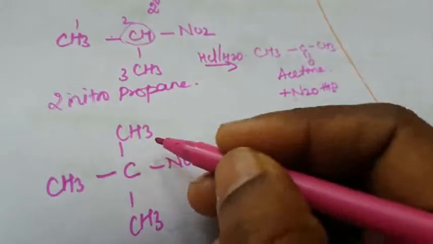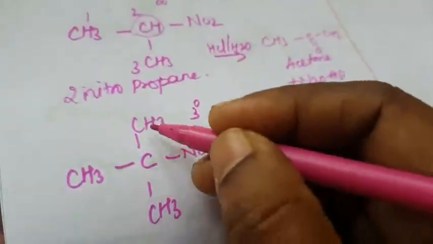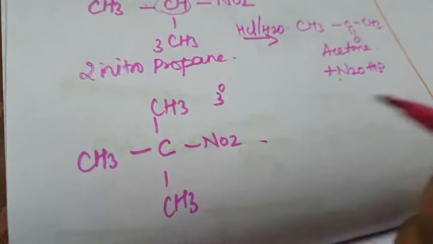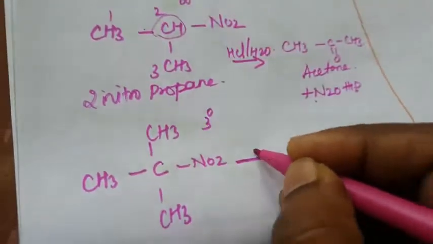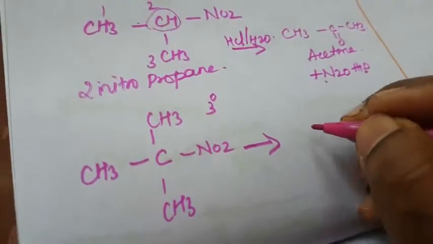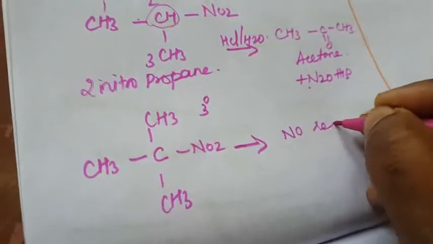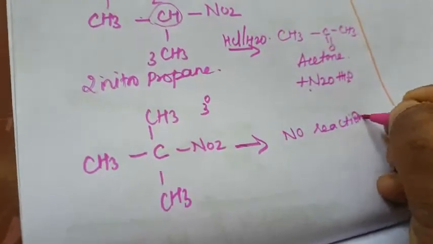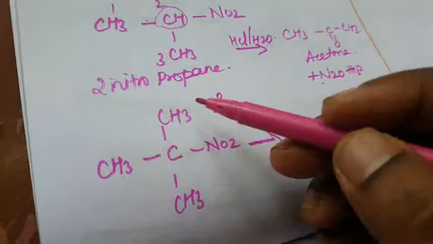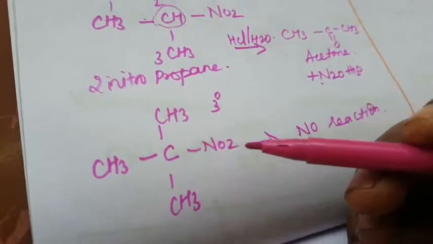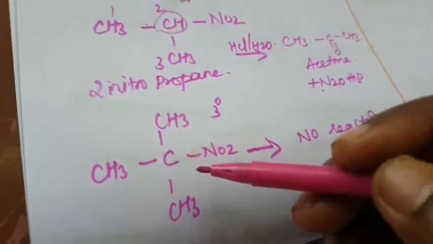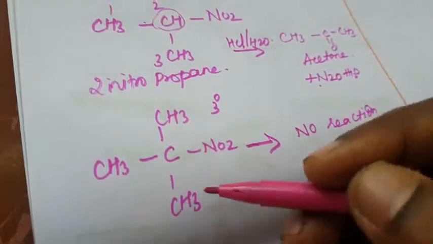What is tertiary? That is a single carbon. The carbon with the remaining 3 alkyl groups is called tertiary. When a tertiary nitroalkane undergoes hydrolysis, no reaction will occur, because there is no terminal hydrogen. So that is the reason the nitroalkane shows no reaction.